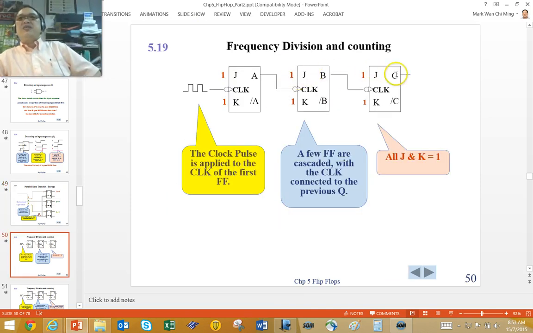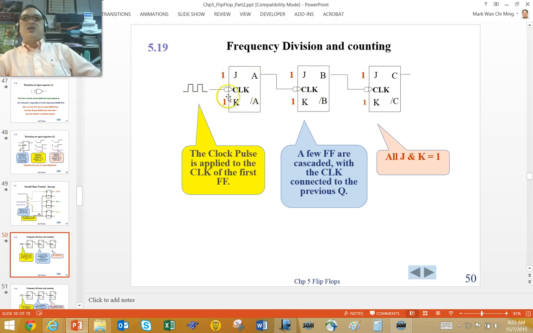Frequency division and counting. Let's say you can see this. They are all connected in toggle mode. Output is connected to the clock input of the next stage. Output connected to the clock input of the next stage, all in toggle mode. So it's for clock counting. This part you will learn later. We will talk about that later on. So, frequency division and counting. Okay, let me jump the gun a bit.